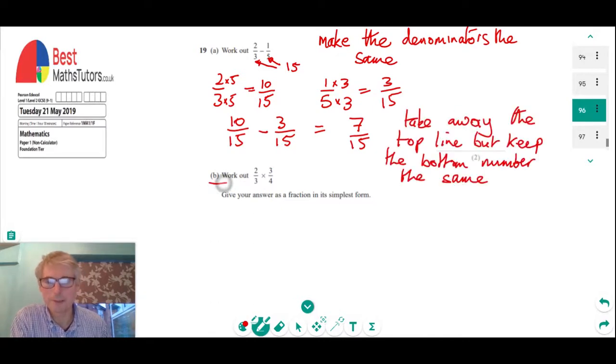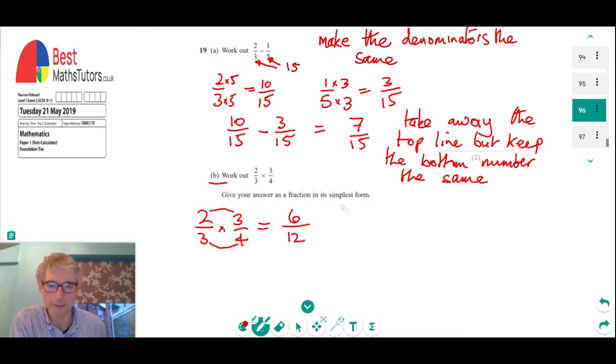So now we're on part B. So we've got a multiplication this time. 2/3 times 3/4. So there's a couple of ways we could do this. The most basic way, the one where we won't get into any difficulties with, is we just times the top lines together. Top line's called the numerator. So we've got, I'll just write this question again actually. And so we multiply the top lines there. So 2 times 3 will give us 6. And then we've also got to multiply the bottom lines. So we've got 3 times 4 is 12.